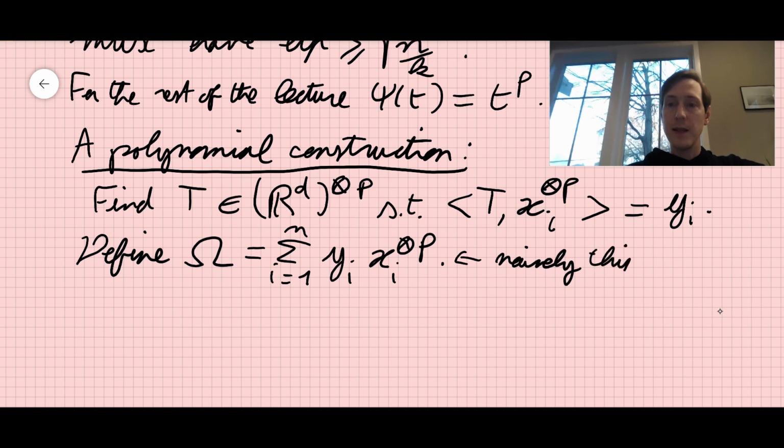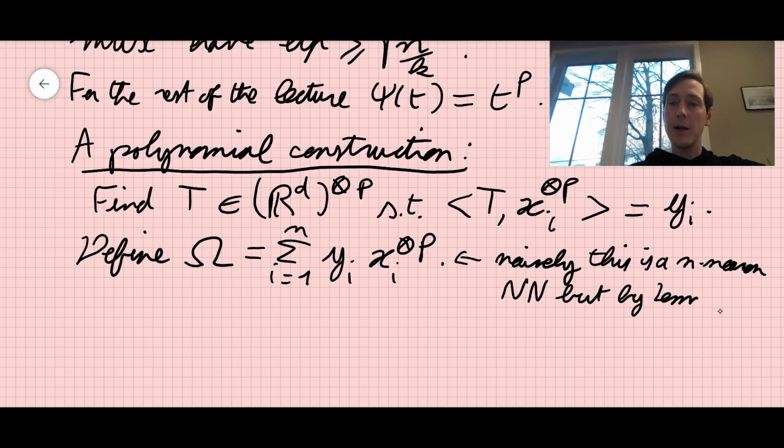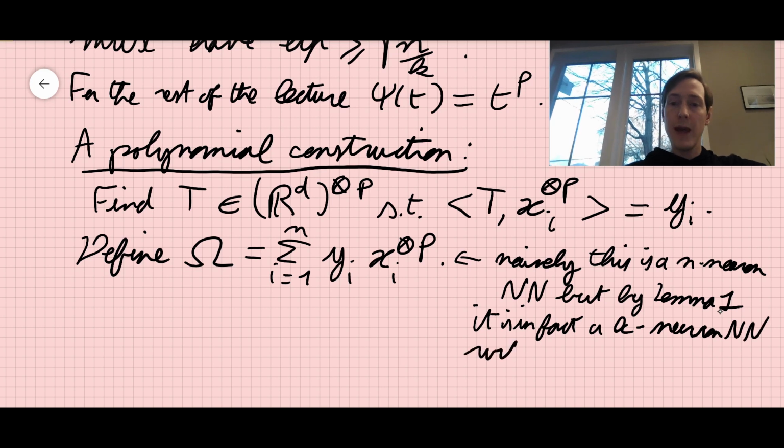So first note that naively, this is an n neuron neural network, but by lemma 1 above, it is in fact a k neuron neural network. You can always take k less than 2 to the p d to the p minus 1.